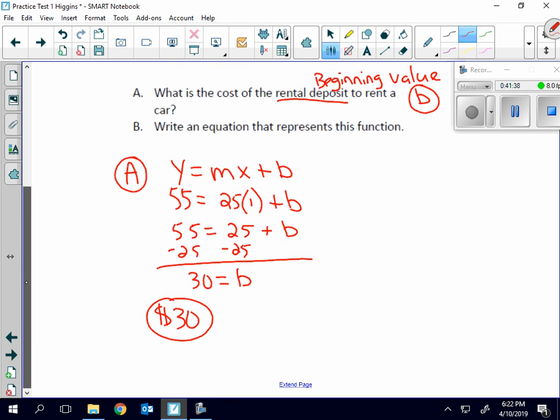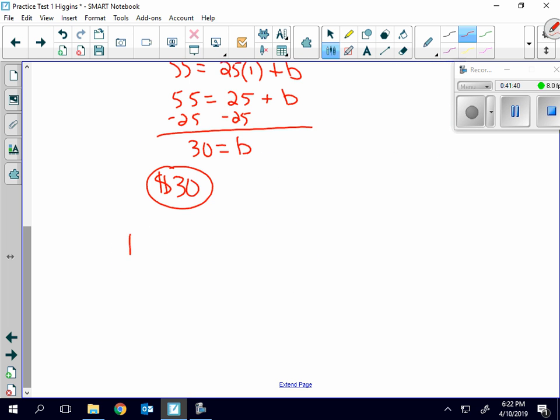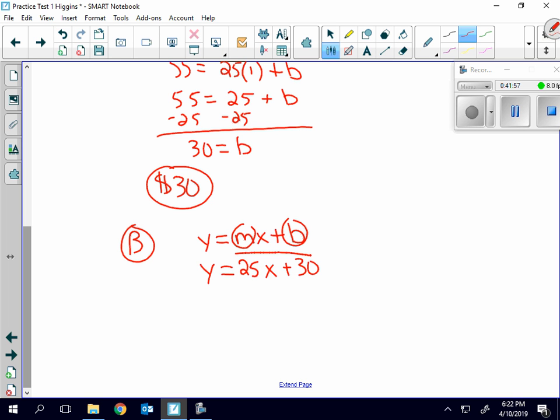And B says to write an equation, so we're just writing y equals mx plus b. You need to plug in these two things. What was the slope? We found it up top, 25. And the b, we just found it, 30. Here you go.